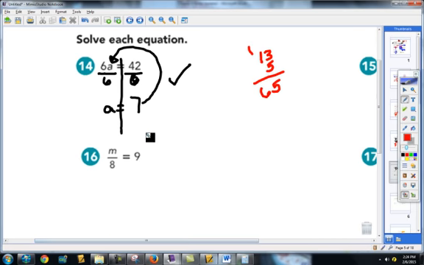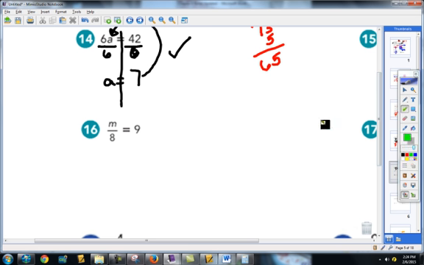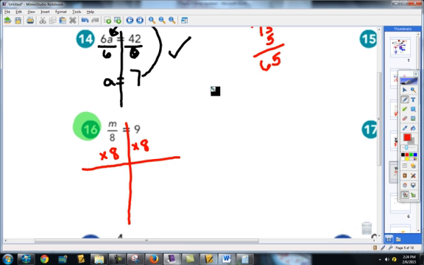Alright, I'm glad I got to these ones because I wanted to talk about number 16 and 17. These can be a little bit tricky, but I think the way I'm teaching it, it should make it pretty easy. First of all, we separate left and right just like usual, and then we ask ourselves, what is happening to the variable? Okay, and I see that the variable m is being divided by 8. So I need to undo that, and that would be multiplying by 8 and multiplying by 8.